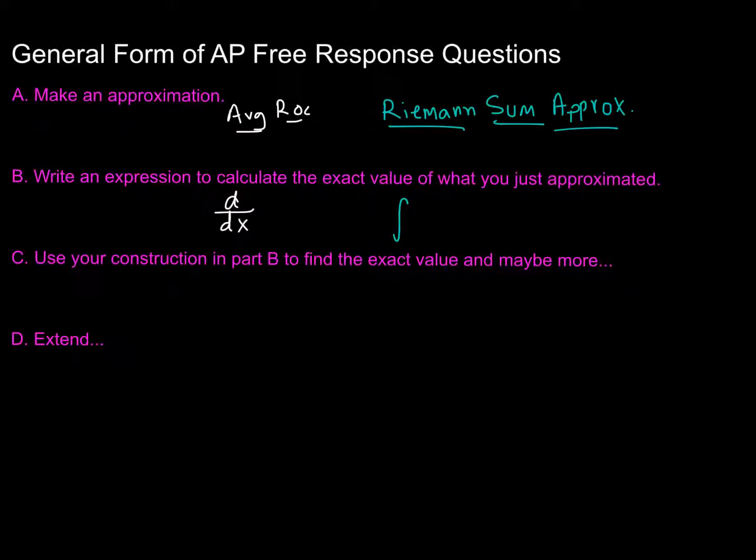And this will take different forms. Maybe we actually are writing a function for position, or maybe you're writing a function for velocity or acceleration or something like that. But the basic idea is that now we're actually going to try and set up something that will calculate the exact value. And this could probably be a definite integral. And so now we want to actually use our construction from part B to find the exact value. So whether we found a derivative or we integrated, we'll now be able to calculate what we approximated originally.